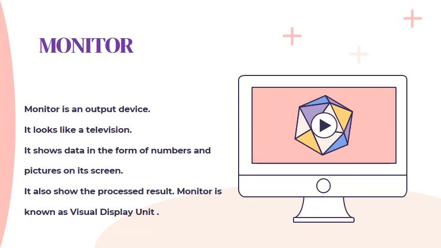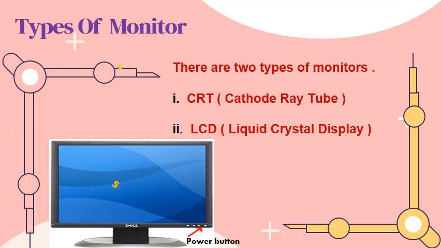Monitor is an output device. You can see alphabet, words, cartoon, pictures and numbers on monitor. Whatever you type from keyboard, it will display on monitor. Monitor is known as visual display unit. As you know, monitor is used to see the result.